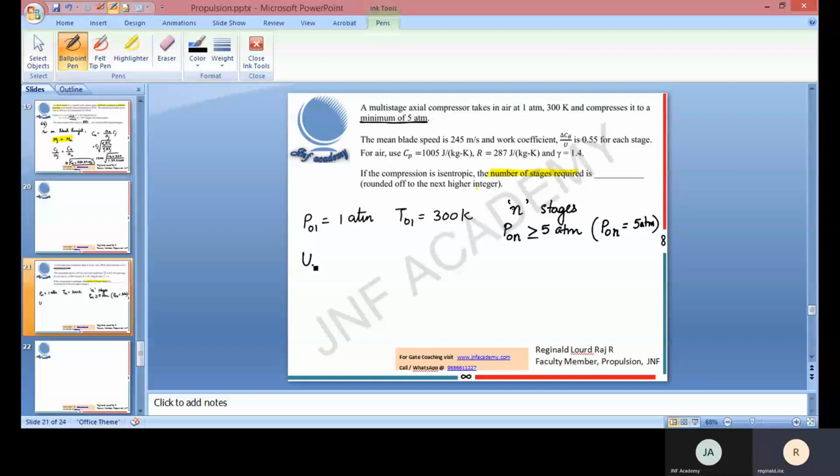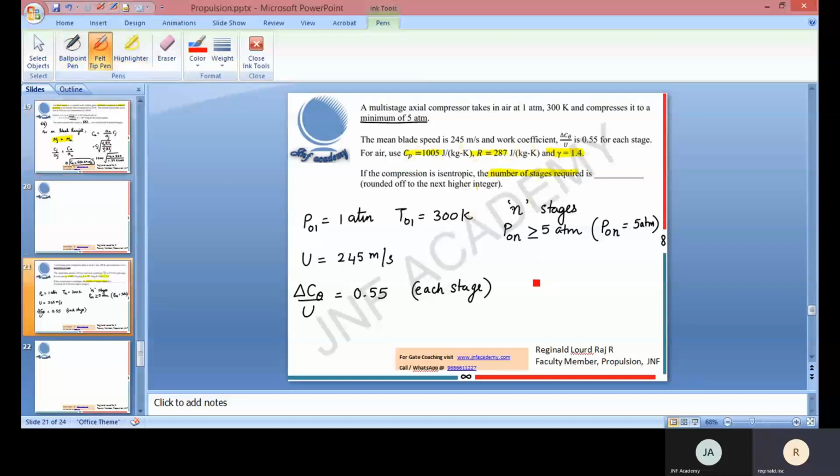Now the other data given is the mean blade speed. The blade speed is given to be 245 meters per second, and the work coefficient, that is delta C theta by U, is given to be 0.55. In fact, this is the change in the whirl velocity that's responsible for the work done or the work transfer. That is non-dimensionalized with the blade speed. So it's a ratio which is 0.55. This is for each stage. You can use the standard properties of air, Cp as well as R and gamma. Now you have to calculate the number of stages.